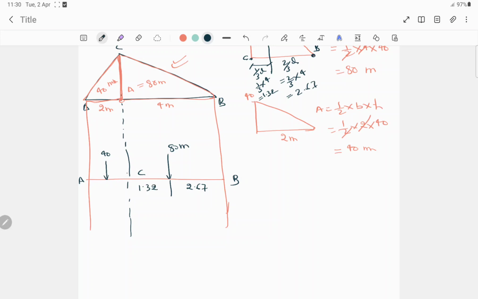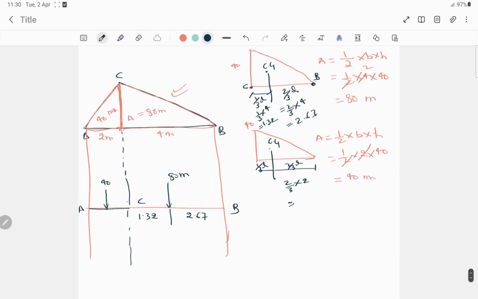Same like this, we have to determine this distance also. So here CG will form at the center, and same like this one, 2/3 of L, and this will be 1/3 of L. So now 2/3 of 2 will be 1.33, and this one will be 0.67. So this is 0.67 and this is 1.33. These are the distances, and this is nothing but the free body diagram.